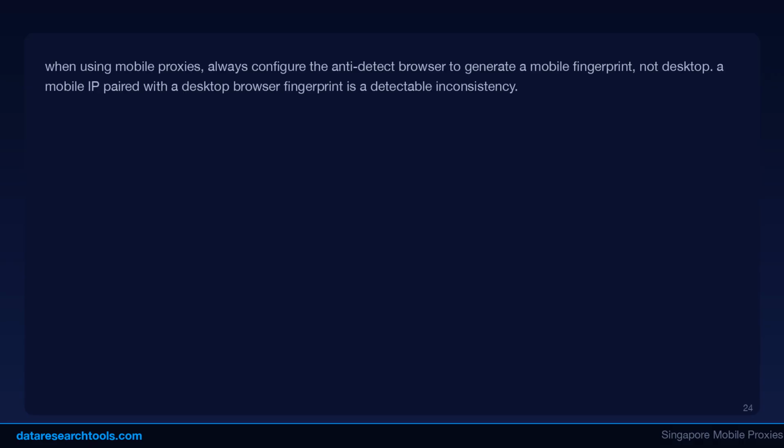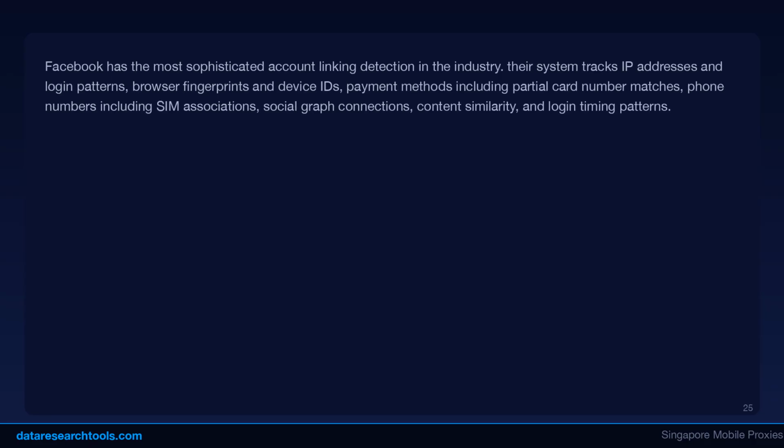Facebook has the most sophisticated account linking detection in the industry. Their system tracks IP addresses and login patterns, browser fingerprints and device IDs, payment methods including partial card number matches, phone numbers including SIM associations, social graph connections, content similarity, and login timing patterns.